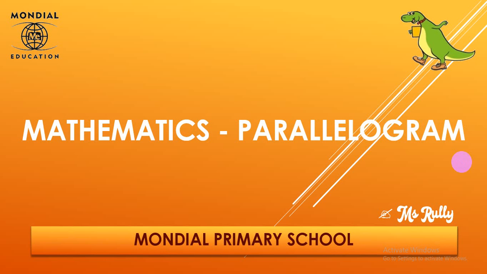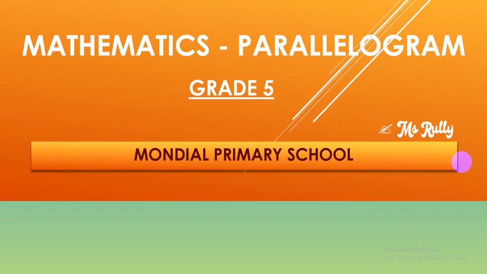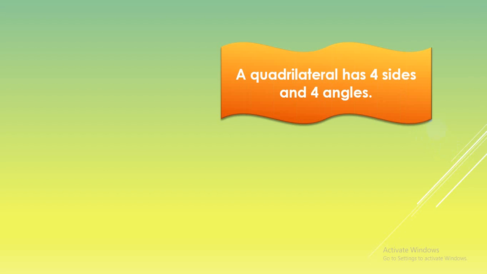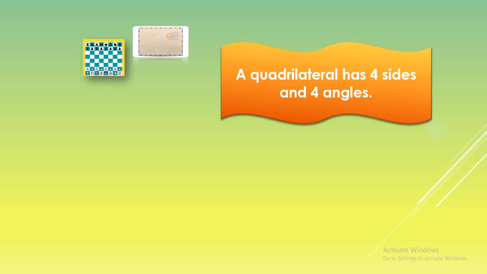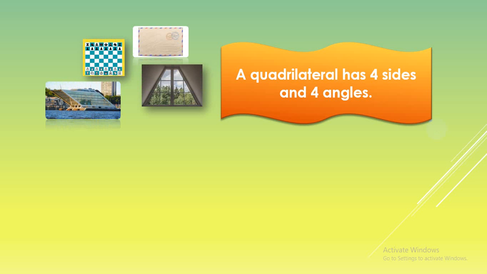Mathematics Parallelogram Grade 5. Remember, last time we learned about the properties of a quadrilateral, right? Do you remember what the properties of quadrilateral are? Yes, a quadrilateral has 4 sides and 4 angles. Can you give me the example of quadrilaterals? What are they? What is this? Square. Good job. Rectangle. Parallelogram, trapezium, and rhombus.